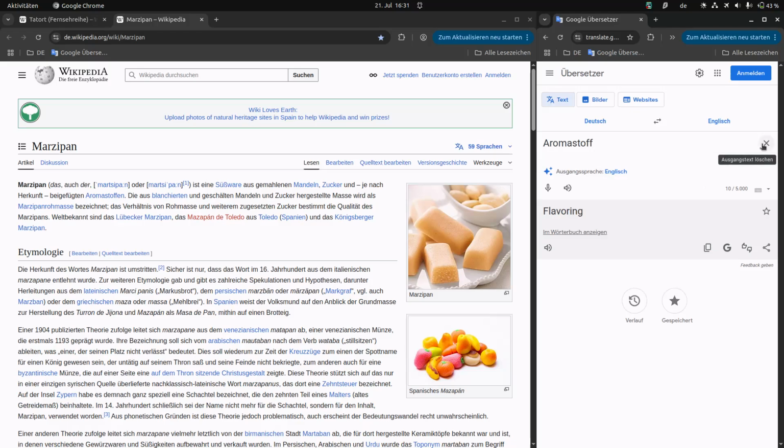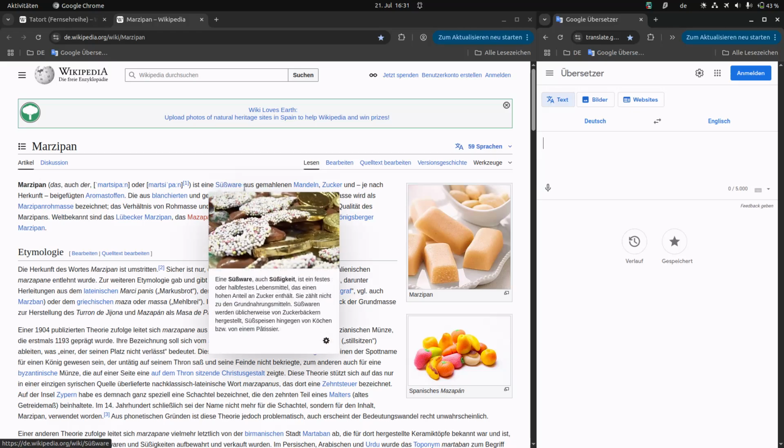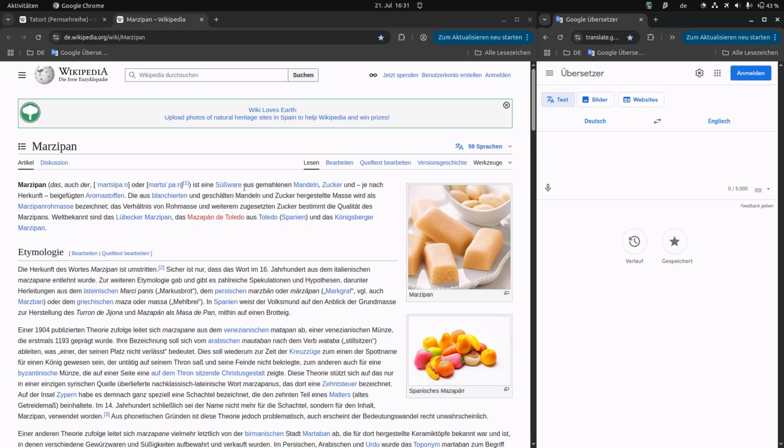Flavorings, yeah, you could probably say that. So the added flavorings. This sentence just means marzipan is a sweet, I guess, or treat, made out of almonds, sugar, and, depending on the origin, added flavorings.